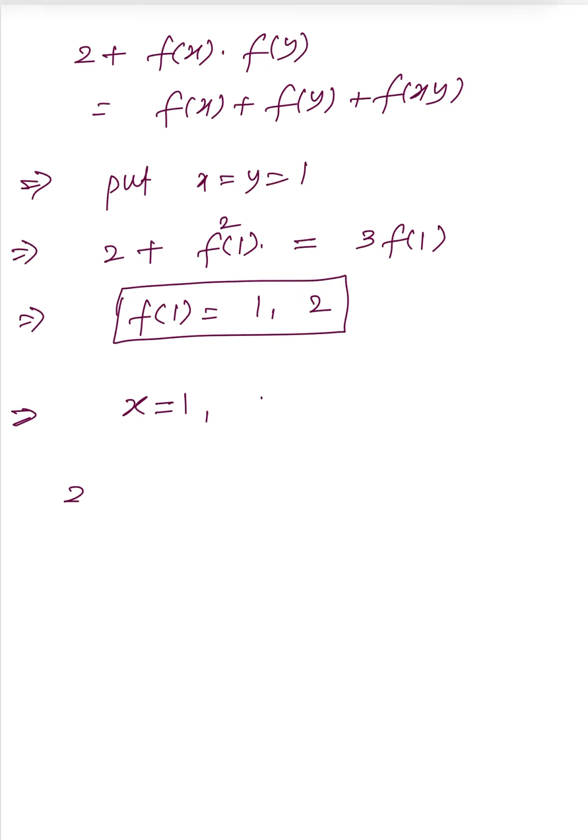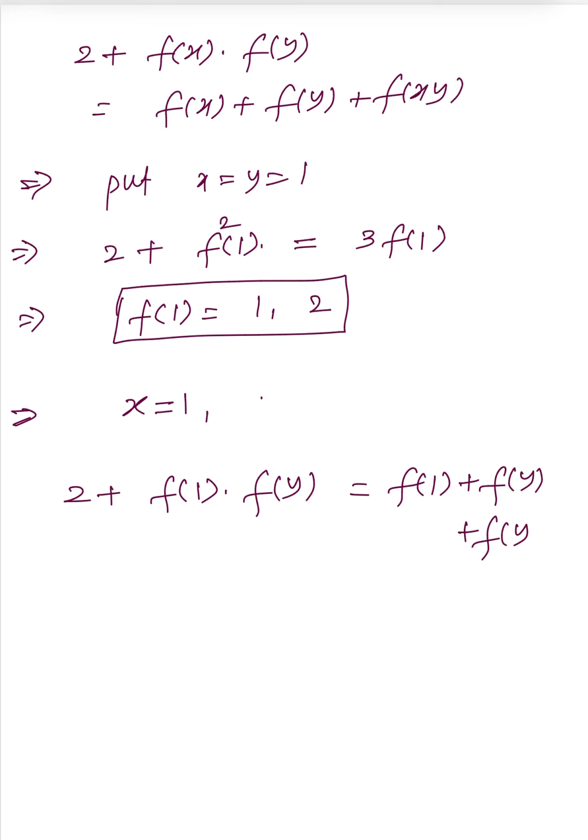So what you will get? 2 + f(1) into f(y) = f(1) + f(y) + f(y). This is the functional equation in 1. We put x = 1 and keep y as it is. So when you put x = 1, suppose f(1) = 1.